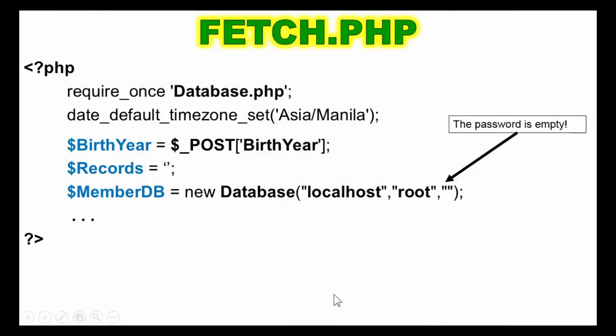Let us proceed to the server PC represented by the fetch.php file. The PHP variable $birthyear will hold the birth year value sent by the client PC via post. The variable $records will gather the records that match the search by birth year. The object variable $memberdb is instantiated using the class database that I defined in the file database.php. The arguments passed to the class database are the server name, which is localhost, the username, which is small letter root, with an empty password.